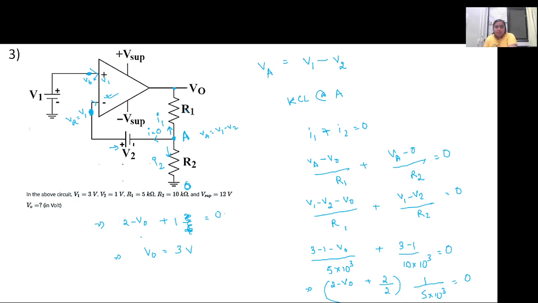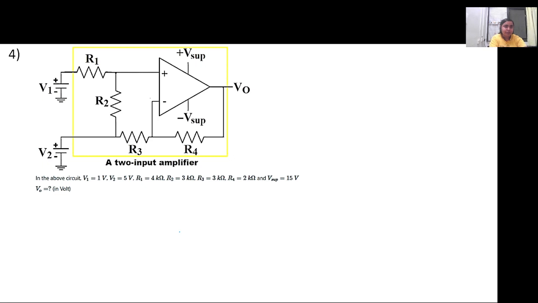Okay. So for all the circuits that you'll be solving, just look at the condition and then apply KCL to calculate whatever the question has asked. Mostly in all of the questions, the question is what is V0. In this case, the supply volt is around 12 volt, which is between minus 12 and plus 12. The answer that we got is 3 volt. Okay, so let's move on to the next question.